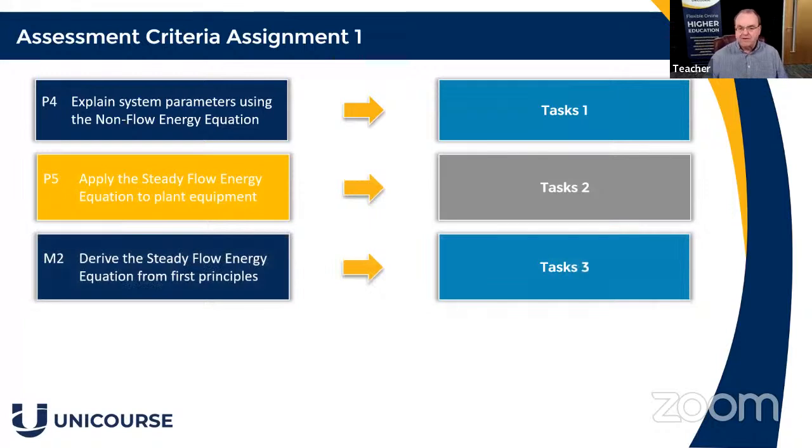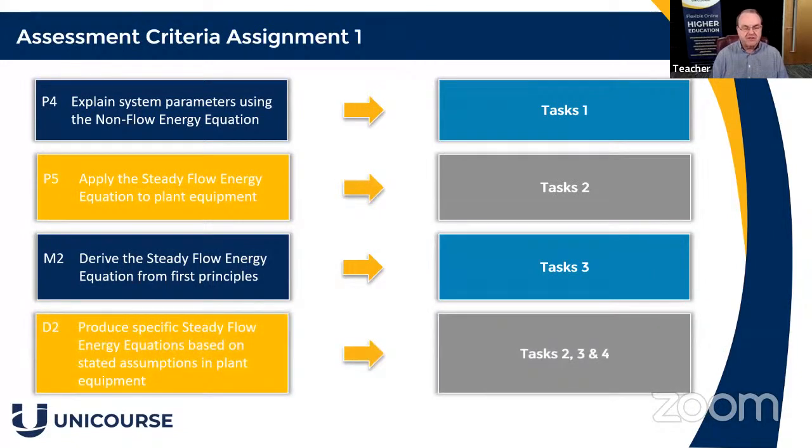And then we'll derive the steady flow energy equation from first principles, and that's task 3 of the assignment, so that's fairly clear. And then the last assignment set criteria is to produce specific steady flow energy equations based on stated assumptions in the plant and equipment. Again, that's covered in all the tasks from 2, 3, and 4. So that's what we're going to look at in terms of the assessment criteria.